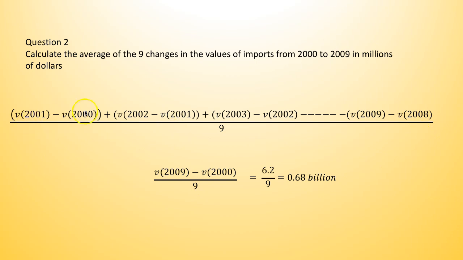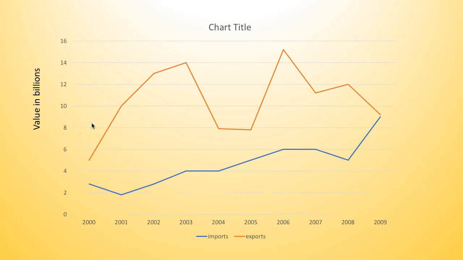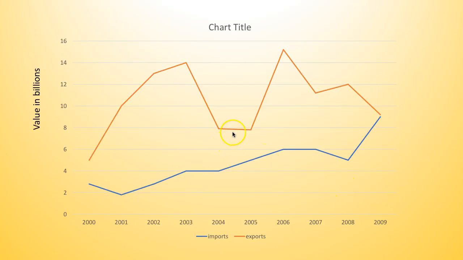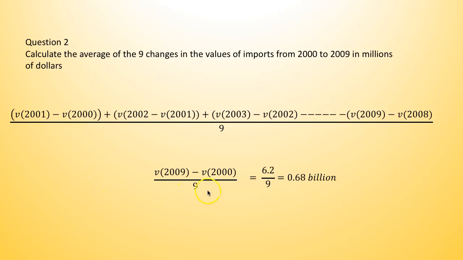changes. Value in 2001 cancels, value in 2002 cancels, again value in 2003 will cancel, value in 2008 will cancel. What is left is value in 2009 minus value in 2000. Value in 2009, we are looking at the imports, would be around 9 and the value in 2000 for the imports would be around 3. So that would be 6 by 9, which is 0.68 billions.